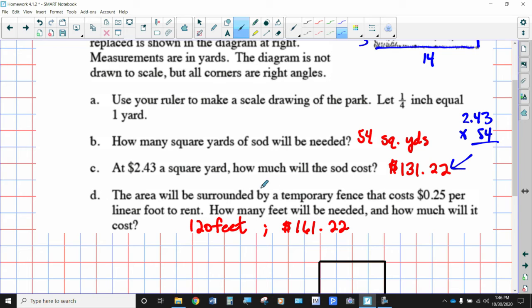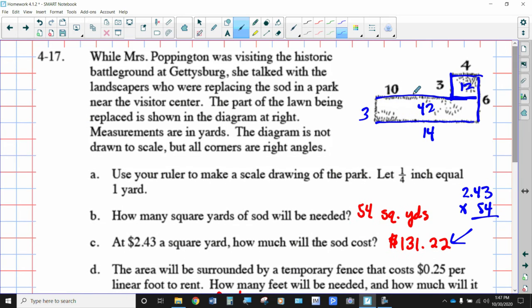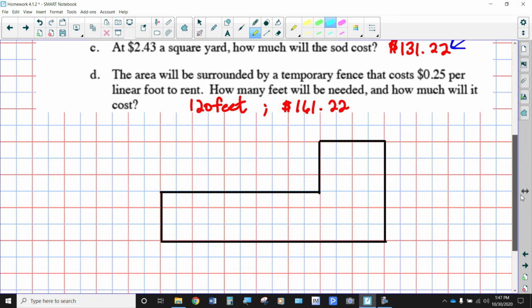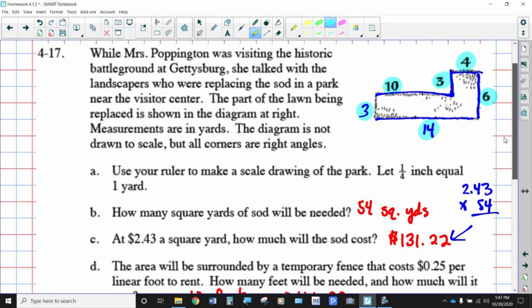All right, so the area will be surrounded by a temporary fence. The cost 25 cents per linear foot. How many feet will be needed? All right, so this is a perimeter problem where you just add up all the sides. So what do we have here? Let's get rid of what's in the middle there so it doesn't confuse the issue. I'm going to just go ahead and highlight different things. I know that 14 and 6 make 20. And 3, 3, and 4 make 10, so that's a total of 30, and then you add that in, and you get 40. So the perimeter of this is, wait, what's going on here?